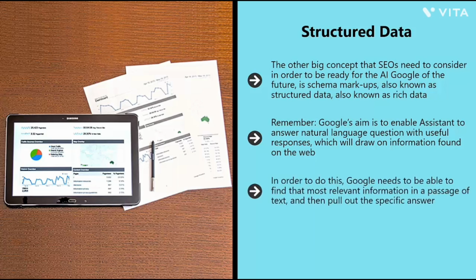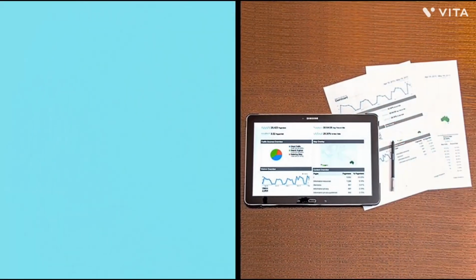In order to do this, Google needs to be able to find that most relevant information in a passage of text and then pull out the specific answer. This takes the concept of RankBrain to the next level, allowing it to understand not just what an article is about, but how each paragraph in that article functions. The problem is that Google's AI can't quite do this yet, at least not well enough to be able to usefully provide answers for people without occasionally including complete nonsense. That's where schema markups come in.